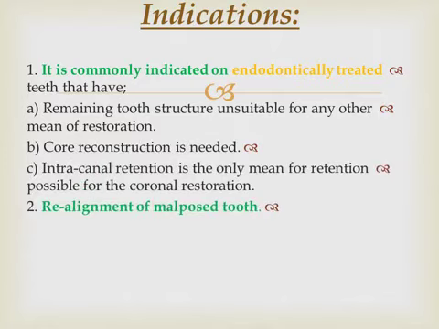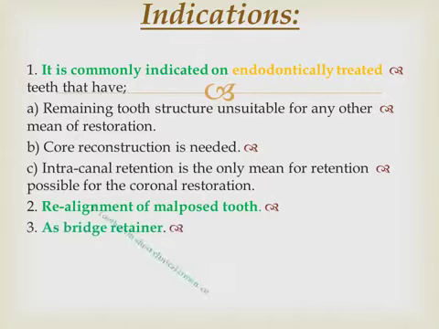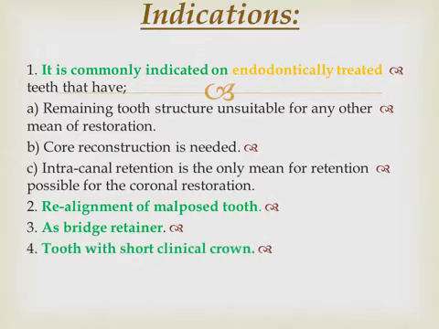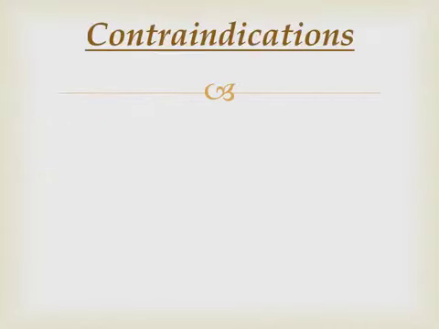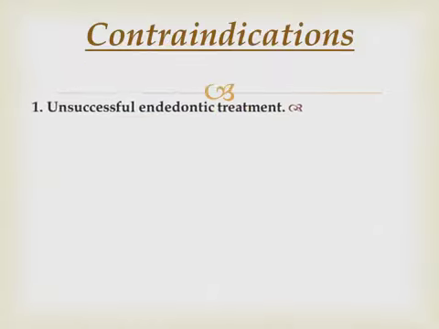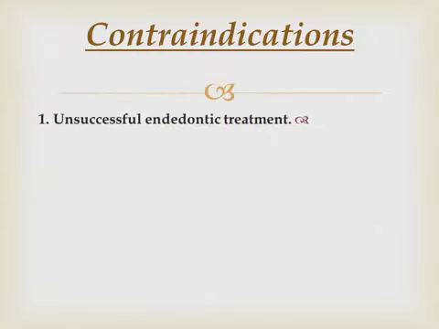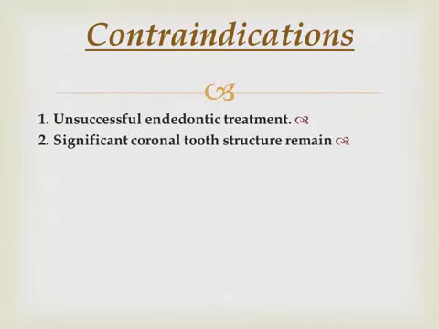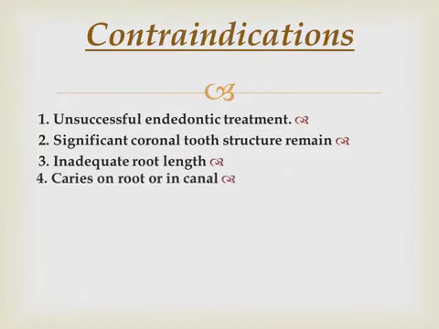Number 2, realignment of malposed teeth. Number 3, as a bridge retainer. Number 4, tooth with a short clinical crown. Contraindication. The contraindications of Postcrown are unsuccessful endodontic treatment, significant coronal tooth structure remaining, inadequate root length, and caries on the root.